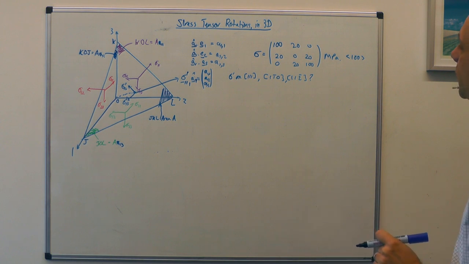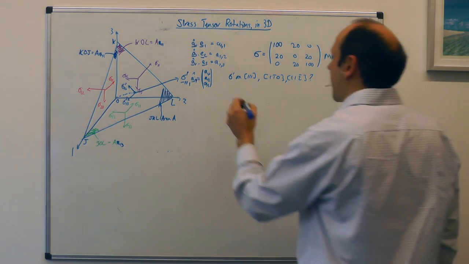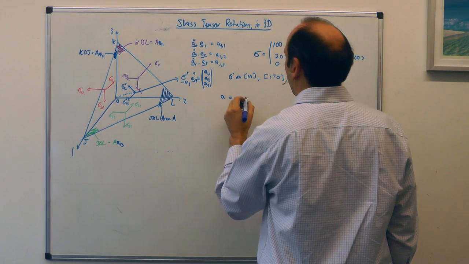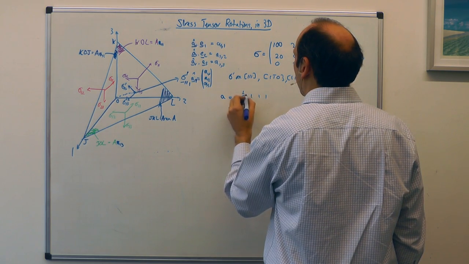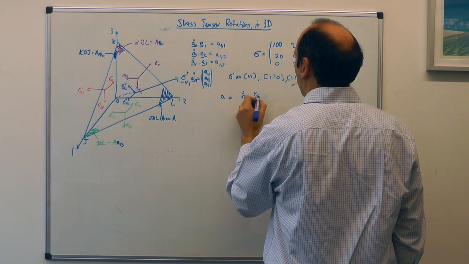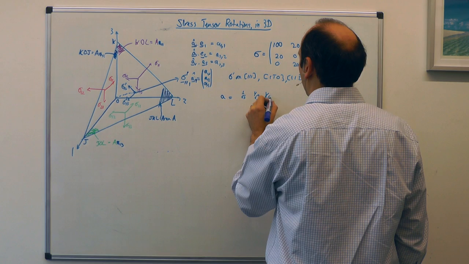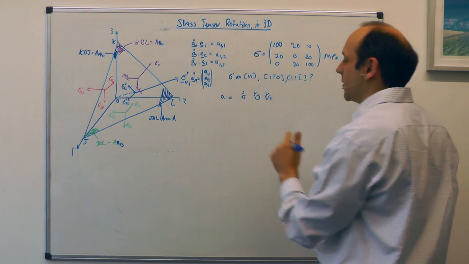So what we need to do first is form our tensor rotation matrix A. So A is going to be 1/√3 of 111. So that's 1/√3, 1/√3, 1/√3. It's the first row because we need to make them normal unit vectors.